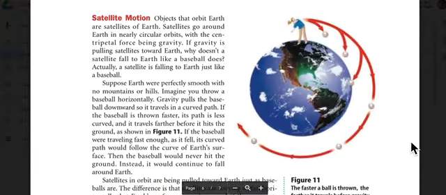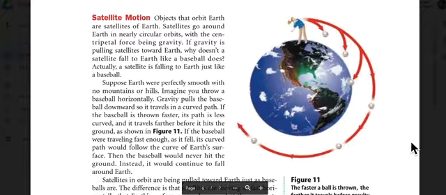Satellite motion. Objects that orbit Earth are satellites of Earth. Satellites go around the Earth in nearly circular orbits, with the centripetal force being gravity. If gravity is pulling satellites towards Earth, why doesn't a satellite fall to Earth like a baseball does? Actually, a satellite is falling to Earth just like a baseball.